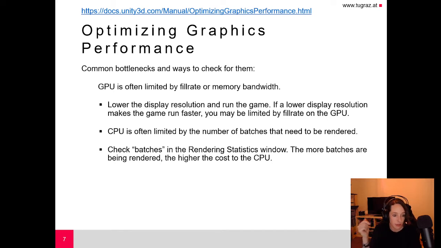The CPU is often limited by the number of batches that need to be rendered. So you can check the batches in the rendering statistics window. The more batches are being rendered, the higher the cost of the CPU. If you have any other ideas, again, there are plenty of websites helping you with them. These are just some ideas to help you.